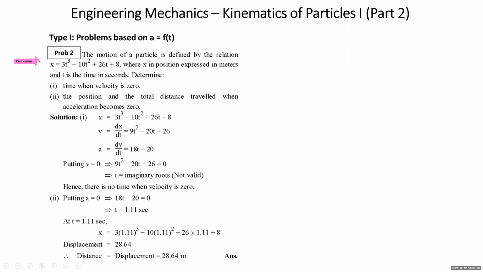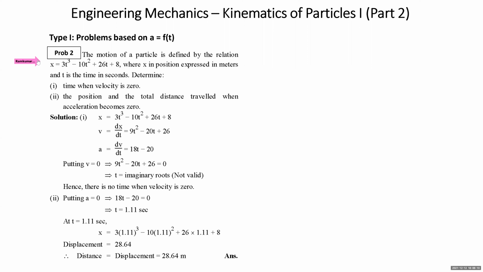The motion of a particle is defined by the relation x is equal to 3t cube minus 10t square plus 26t plus 8, where x is the position expressed in meters and t is the time in seconds. Determine, first, the time when velocity is 0. Second, the position and total distance traveled by the particle when acceleration becomes 0.